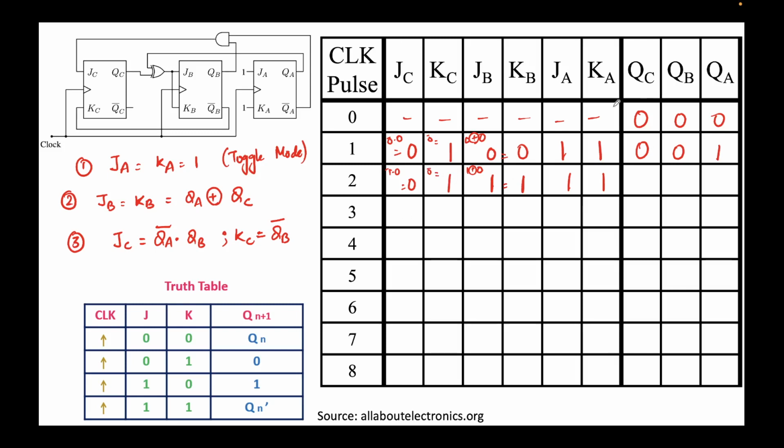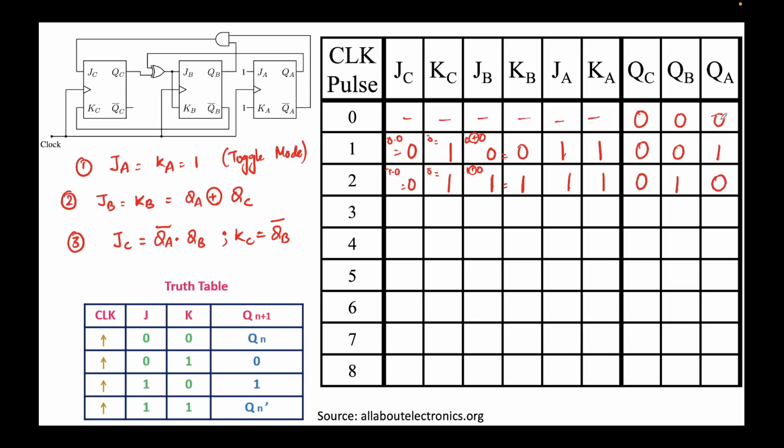Okay, let's populate the output. QC will be the output of JC and KC, which are 0 and 1. 0 and 1 means second row, which means the output should be 0. So the output will be 0. For QB, you look at JB, KB. The inputs are both 1. Both high means last row, which means the output should toggle, so QB should toggle. This means it will go from 0 to 1. To find QA, you look at JK. Both are high, both are 1, which means last row, which means the output should toggle. This means QA should toggle from 1 to 0.